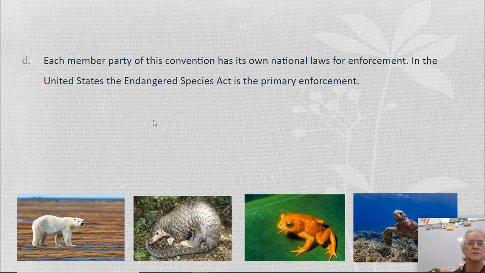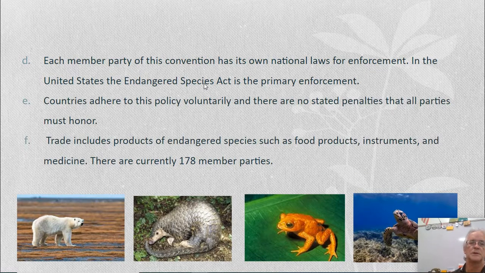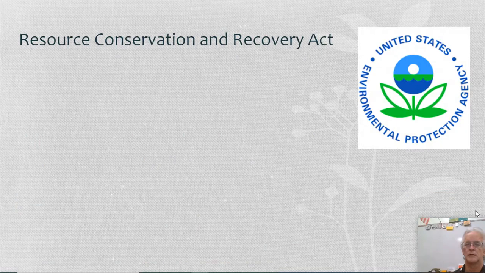Each member of this convention has its own national laws for enforcement. In the United States, the Endangered Species Act is the primary enforcement. Countries adhere to this policy voluntarily. There are no stated penalties that all parties must answer to. Trade includes products of endangered species such as food products, instruments, and medicine. There are currently 178 member countries.